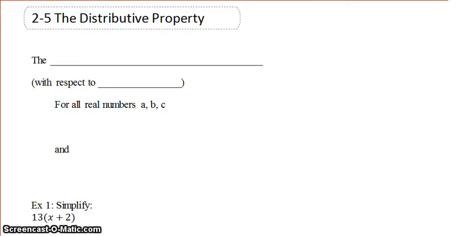Alright, so we're on to 2.5, which is the distributive property. It's a very important property that you use many times throughout algebra. Pretty basic concept, and once you get the hang of it, shouldn't be too hard. But since we've been doing a lot of easier adding and subtracting stuff, this is a little bit more actually using algebra. So, we'll get started.